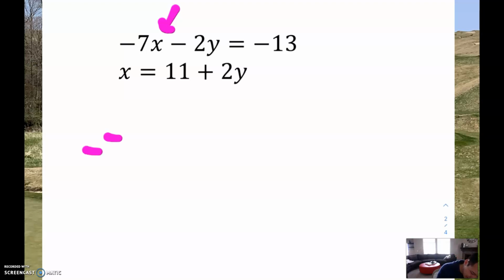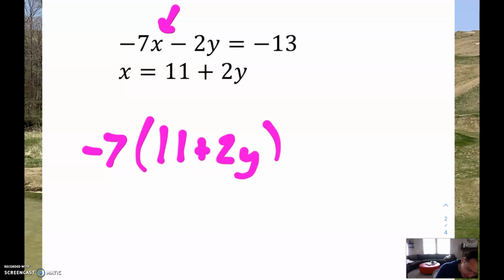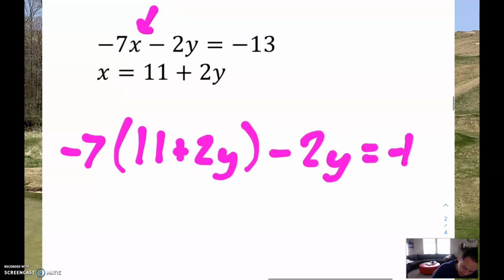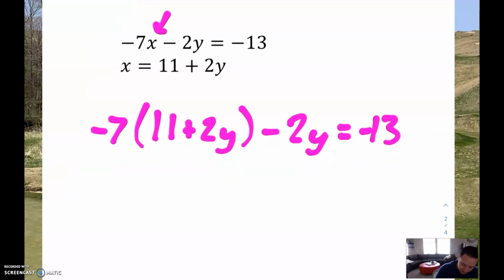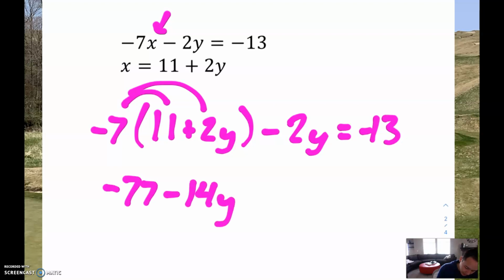So we have negative 7x, negative 7 times 11 plus 2y. The x got substituted. Then we have minus 2y equals negative 13. So we substituted the x. Now we're just going to distribute the negative 7. We get negative 77 minus 14y minus 2y equals negative 13.